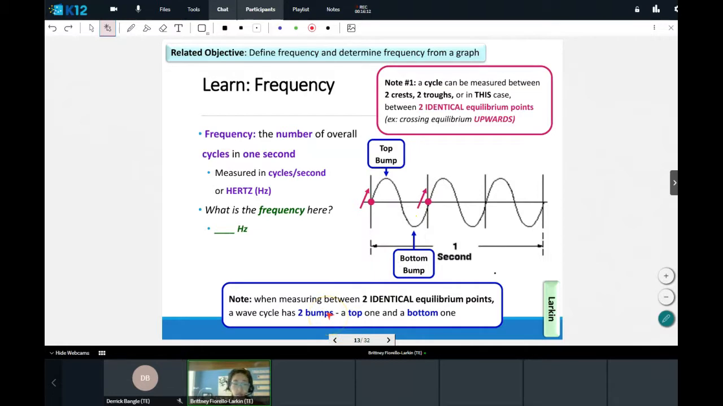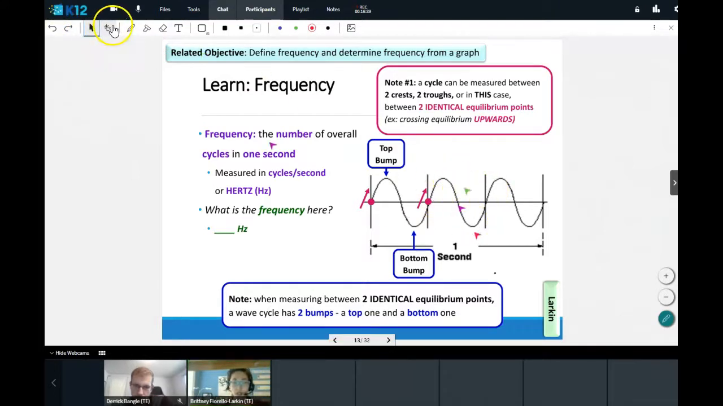Okay, so here's the deal. Each wave cycle, just so you know, when you measure from equilibrium points, each wave cycle has to have 2 bumps, a top bump and a bottom bump. Right, so you can see here this is one wave cycle with a top bump and a bottom bump. Okay, so go ahead and point for me on the board, where would the next wave cycle end? Okay, so here's our first one. Go ahead and point for me on the board with your colored pointer. Where does the next one end? Find a top bump and a bottom bump.